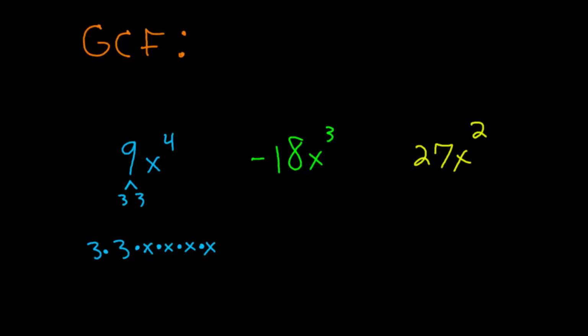And now we're going to go ahead and do the same routine. We're going to break down the 18. Despite it being negative, you're going to see nothing really happens to what the GCF requires. So 18, let's see what we can do. We can say that's 9 times 2, and then 9 is 3 times 3. So we're going to write those in succession. So we have 3 times 3 times 2, and then we have 3 x's.